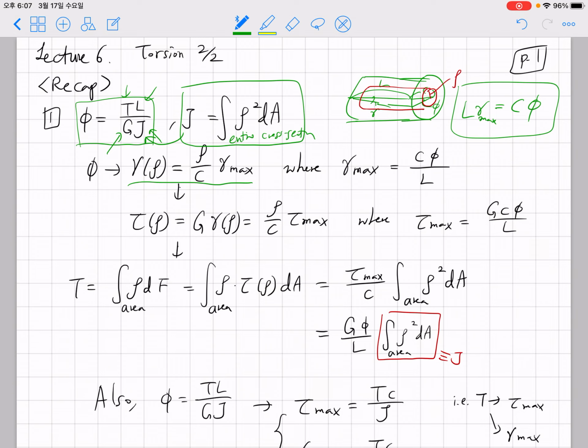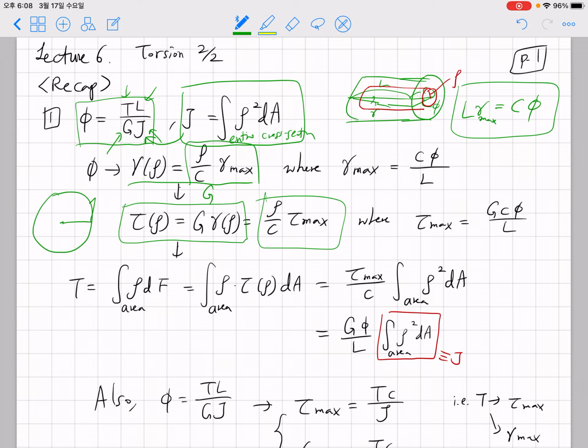Based on that consideration, we are able to derive this relationship. The shear strain must be proportional to rho. It becomes 0 when rho is 0, and it becomes maximum when rho is C at the surface, with a linear relationship with rho. Now, after we obtain the shear strain distribution as a function of rho, we are able to obtain the shear stress distribution using the material property G, which connects strain and stress. That gives us this relationship for the shear stress distribution.